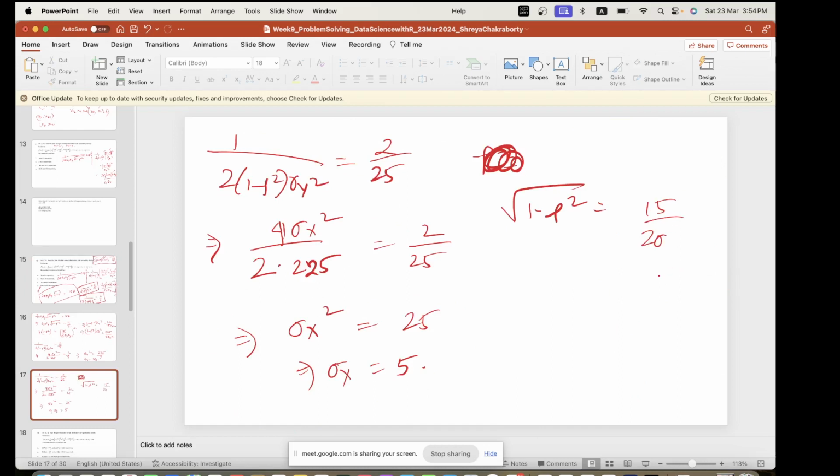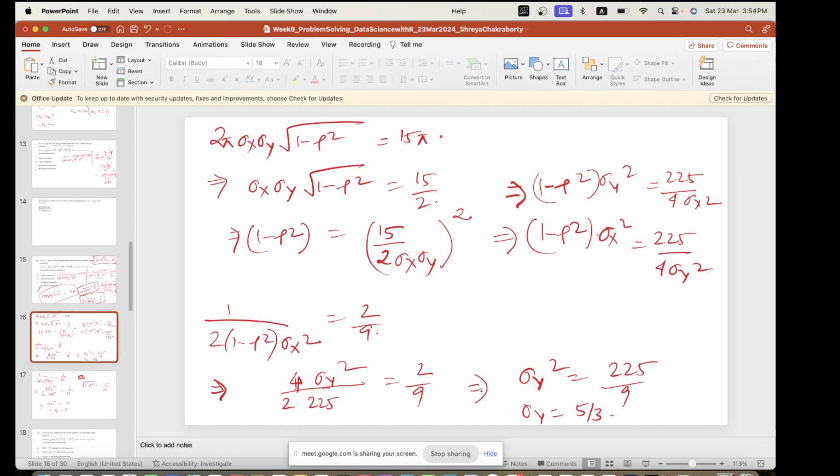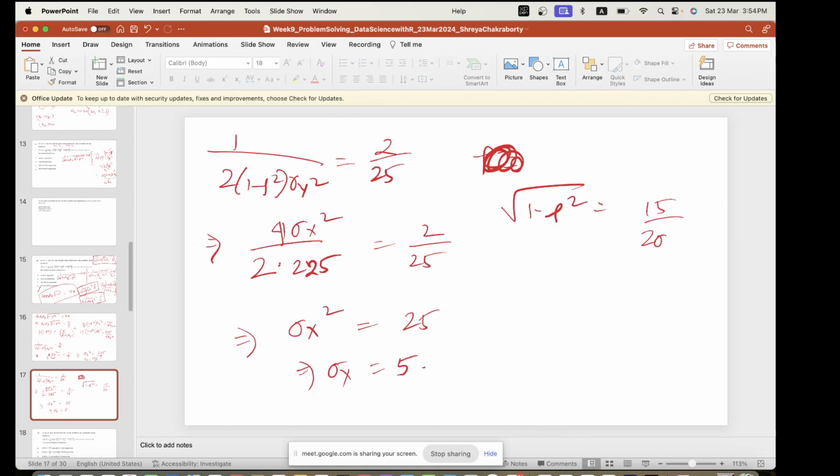Ma'am, I think sigma y would be 15 by 3, that is equal to 5 instead of 5 by 3. There is some calculation error. Sigma y? Yes, ma'am. Okay, sorry. Yes, it would be 15 by 3. Thank you. This will also change, right? This would be 225 by 25.